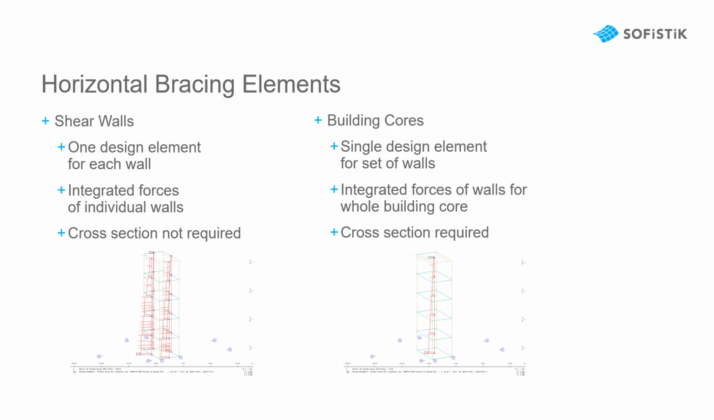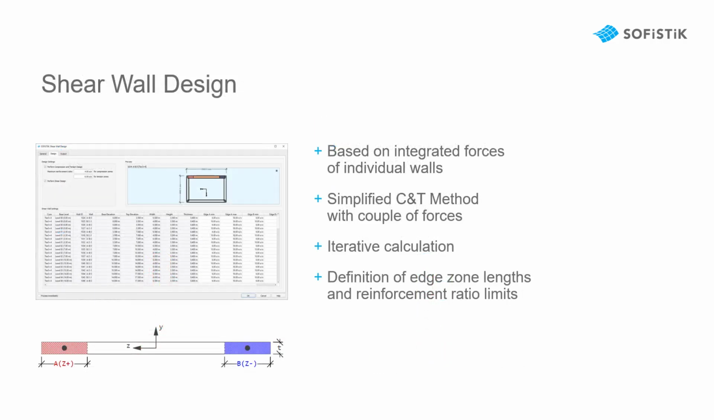Each shear wall has its own design element, which considers the forces of the respective walls. A cross-section is not required for the design step. The shear wall design is based on the integrated forces from the quad elements of the respective wall. A simplified compression and tension method translates the resulting bending moments into a couple of forces, which get combined with the longitudinal normal forces. The calculation is iterative and continues until an equilibrium is reached or the conditions cannot be met. It is possible to define the minimum and maximum edge zone lengths per wall, as well as the maximum reinforcement ratio for each edge zone type to control the iteration process.